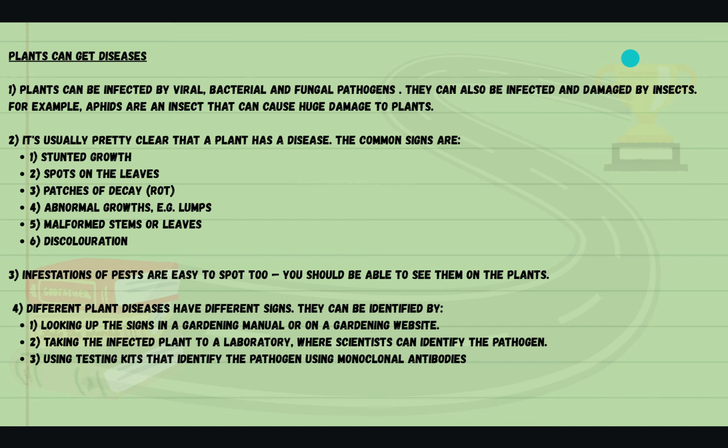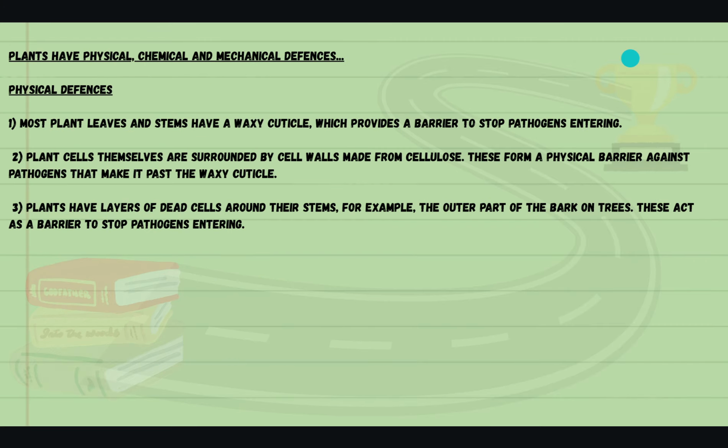They can be identified by looking up the signs in a gardening manual or on a gardening website, taking the infected plant to a laboratory where scientists can identify the pathogen, or using testing kits that identify the pathogen using monoclonal antibodies. Plants have physical, chemical, and mechanical defenses.